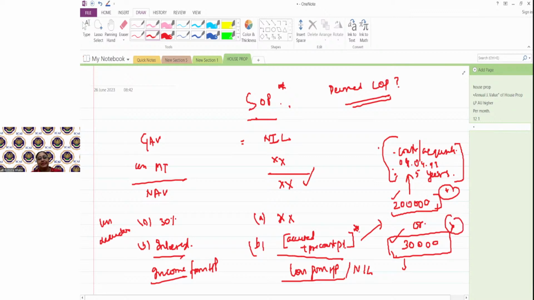The 2 lakh is the ceiling limit of the interest which we compute on accrued plus pre-construction period. The maximum interest allowed would be 2 lakh for the year, if the loan is taken for construction or acquisition after 1st April 1999 and the construction gets completed within 5 years from the end of the financial year in which the loan was taken. If any of the conditions is not satisfied, the maximum interest allowed would be 30,000.